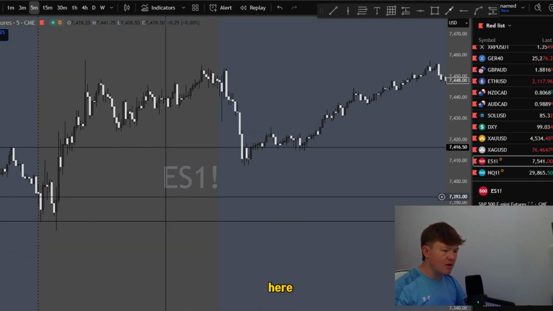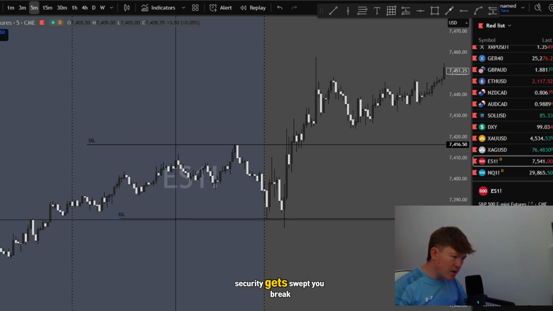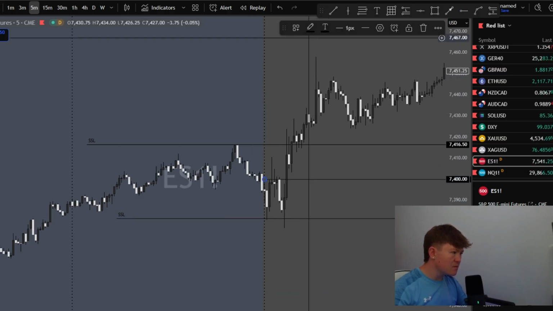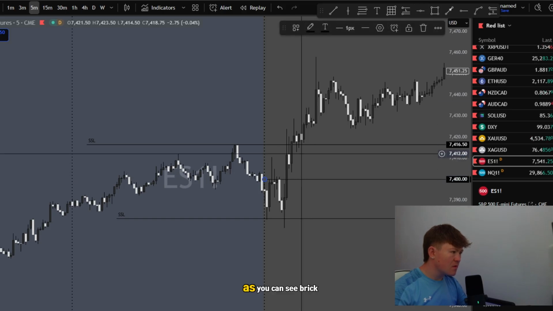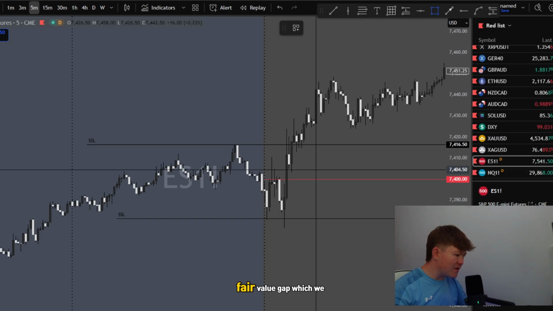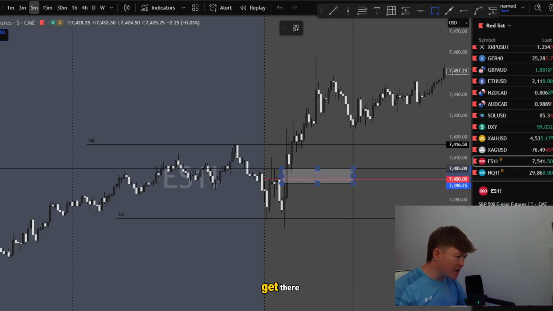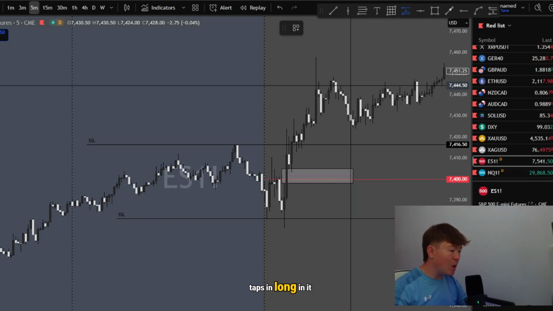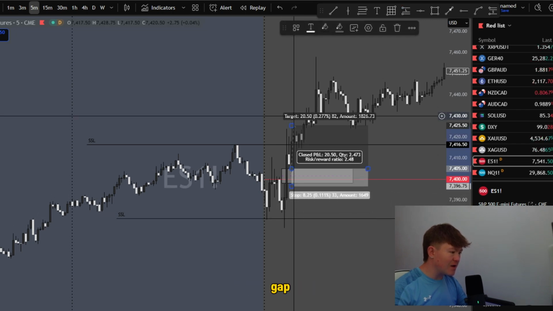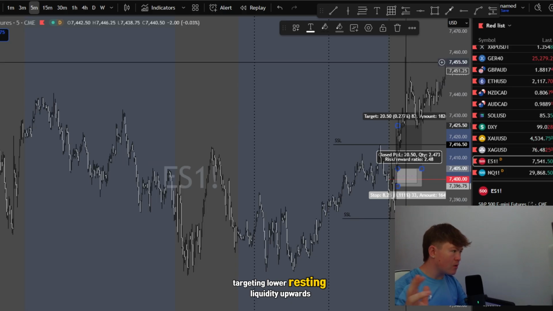As you can see right here. Liquidity gets swept, we break structure to the upside. As you can see, break structure upside. Now we're marking out the fair value gap, which we get there. Taps in, longing it off there. Stops below the fair value gap, targeting lower resting liquidity upwards.